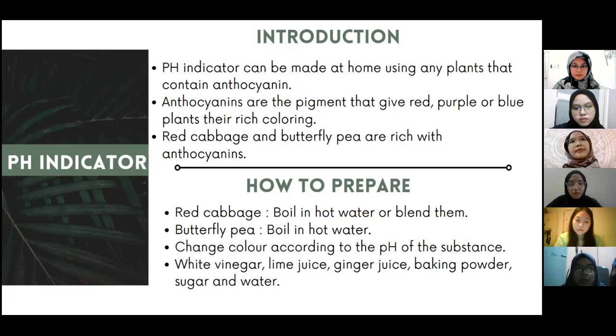The red cabbage and butterfly pea water are used to indicate the pH of a substance. White vinegar, lime juice, ginger juice, baking powder, sugar, and water are used in this experiment. The color changes according to the pH of the substance.